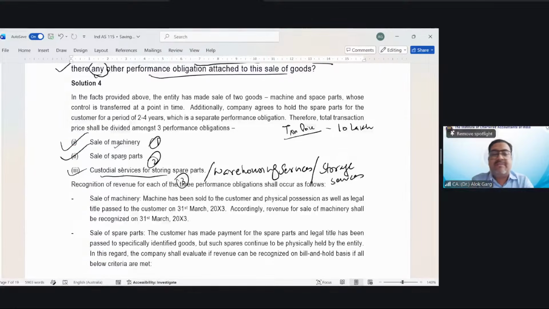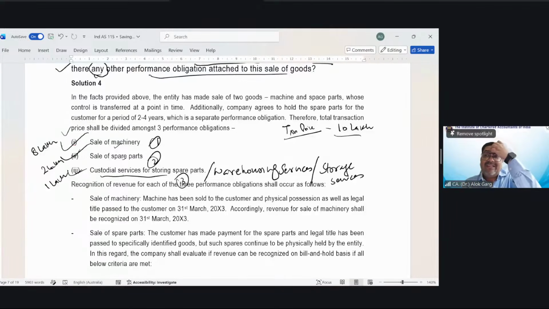custodial service. For example, the machine value, the standalone selling price, the fair value of the machine is 8 lakh rupee. The fair value of the spare parts is, for example, 2 lakh rupee. And the fair value of the storage service for 2 to 4 years is again 1 lakh rupee. So now this 10 lakh has to be allocated in the ratio of 8:2:1, right?